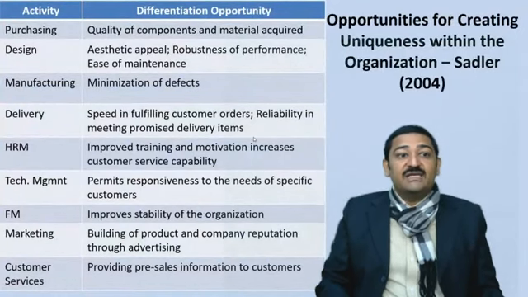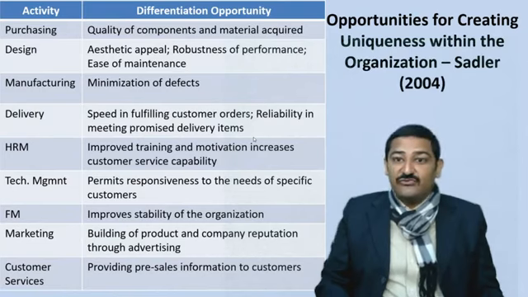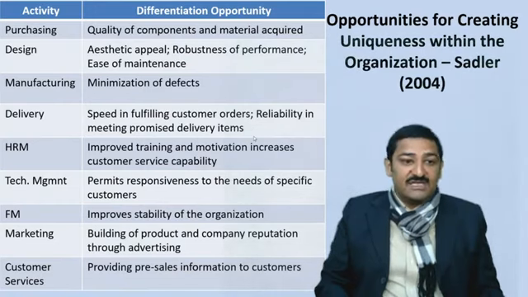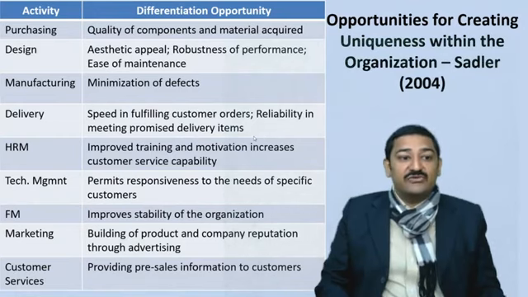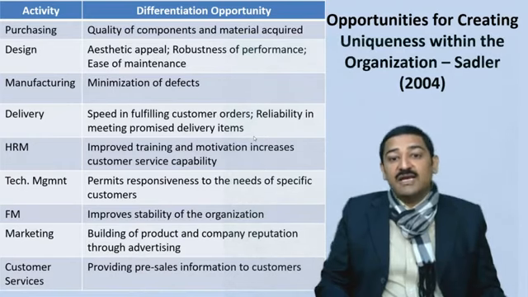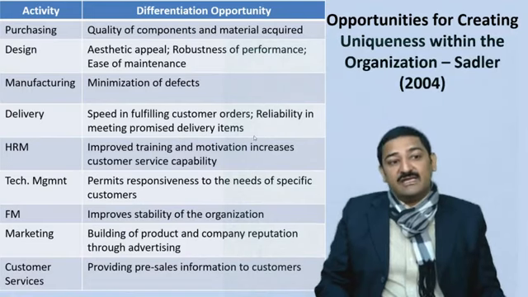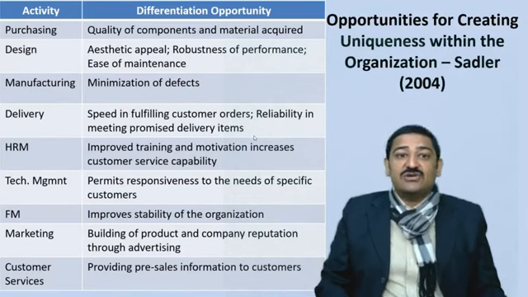There is a set of activities identified by Sadler in 2004, which are considered as the key opportunities for creating uniqueness within the organization. As an example, in the case of delivery, the differentiation opportunity could be speed in fulfilling customer orders and reliability in meeting promised delivery times. The other activity could be marketing, where the differentiation opportunity could be building product and company reputation through advertising. Another example is the activity called design, and within that the differentiation opportunity could be aesthetic appeal, robustness of performance, and ease of maintenance, like that.